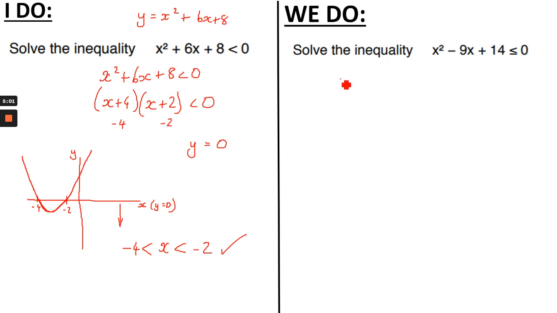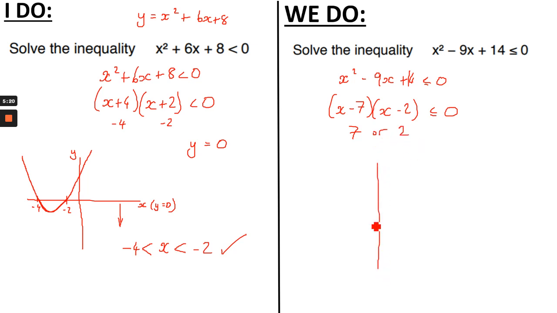Okay, so in exactly the same way, we've got x squared minus 9x plus 14 less than or equal to 0. If we factorize this, you should see that you've got (x minus 7)(x minus 2) less than or equal to 0. So the roots of my equation are 7 or 2. So again, if I draw my sketch, it's going to cross at 2 or at 7.